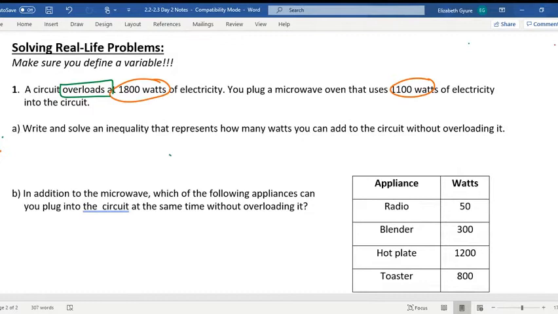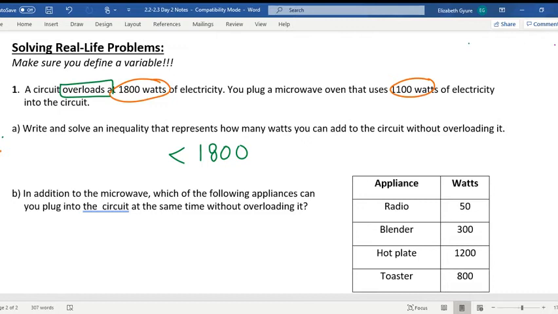So put your inequality symbol, we're using a less than, because we want it to stay under 1800. If we want it to stay under 1800, then put your 1800 on the right. And we've got to think, what does my circuit have going on so far? Well, we plugged that microwave into it, and that's 1100 watts. But is that its maximum? Is that all it can take? No, it wants to know what else I can plug in. But do we know what else we can plug in yet? Not yet. So what do we assign it?